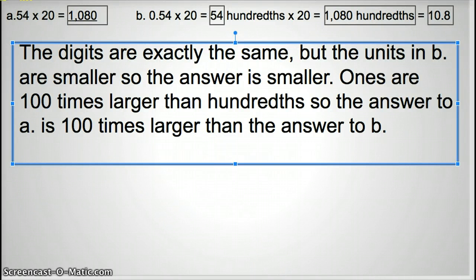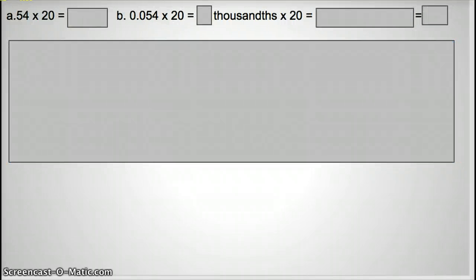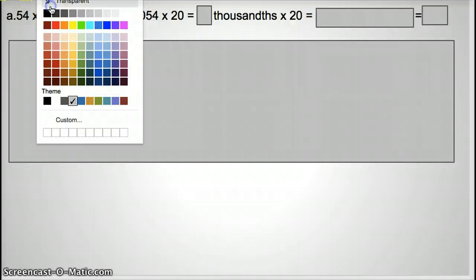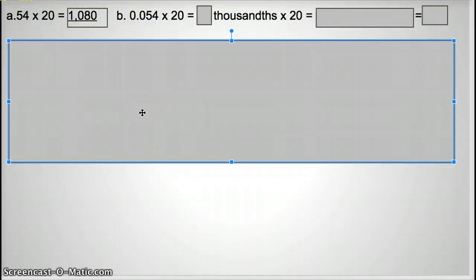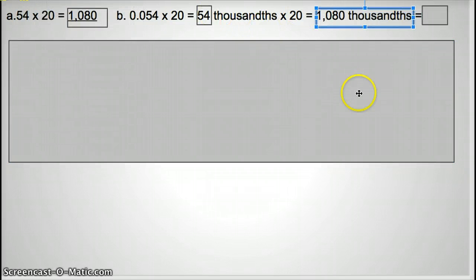And let's do one more problem with the exact same thing, except I'm going to change one thing. Maybe you already figured it out, and it's going to be thousandths. So I took 54 times 20, and again, that's still going to be 1080. 0.054 times 20 is still the same, but I'm not having hundredths anymore, it's 54 thousandths times 20. And that's not going to change over here. It's still going to be 1,080 thousandths.